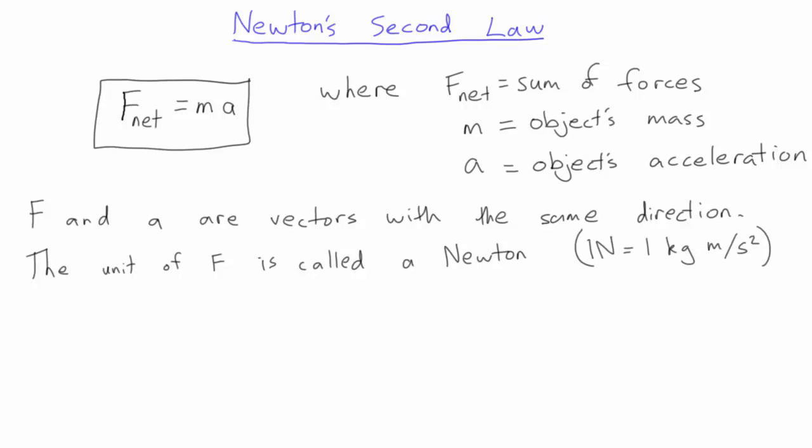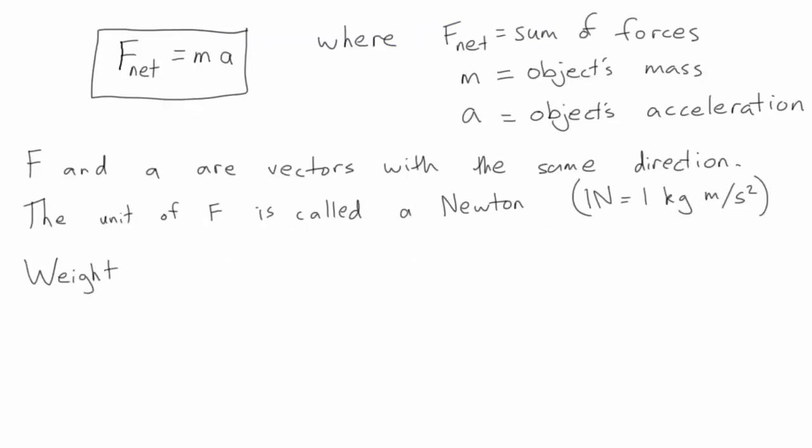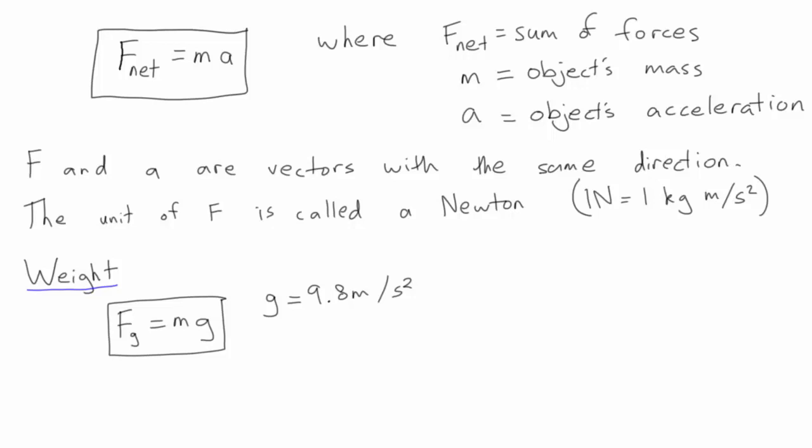Now we're going to quantify some of the forces that we introduced in the last video. The weight force, which we'll call Fg, is equal to m times g. Note this m is the same mass as in F equals ma. Little g is the acceleration due to gravity on Earth, which is approximately equal to 9.8 meters per second squared. This would be different if you were on a different planet, or the moon.